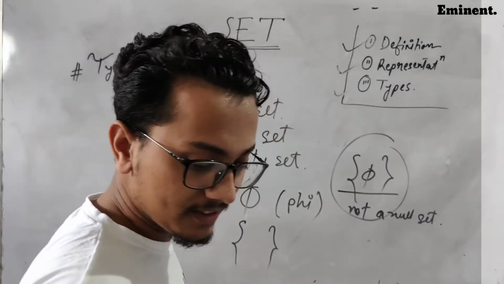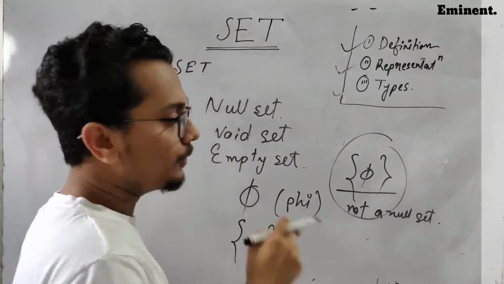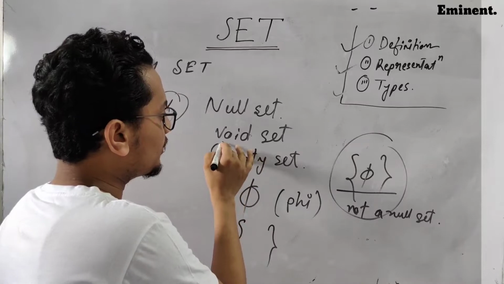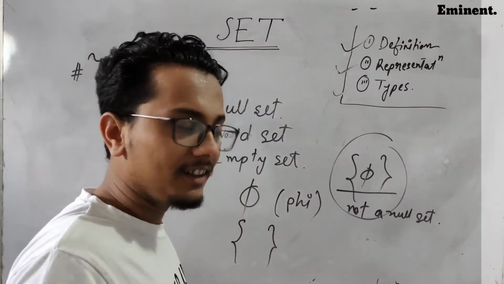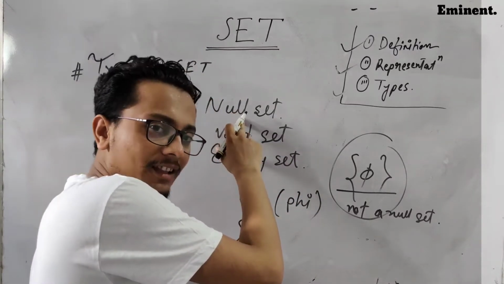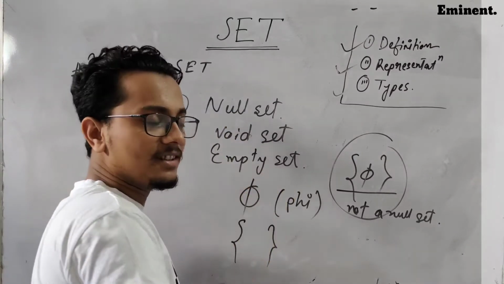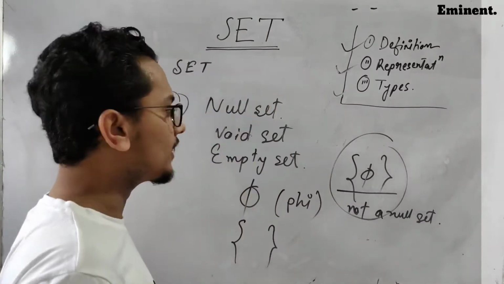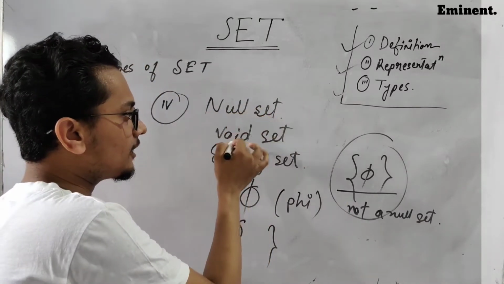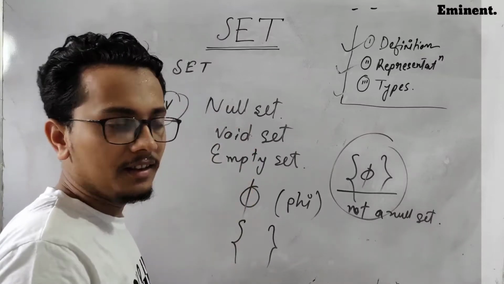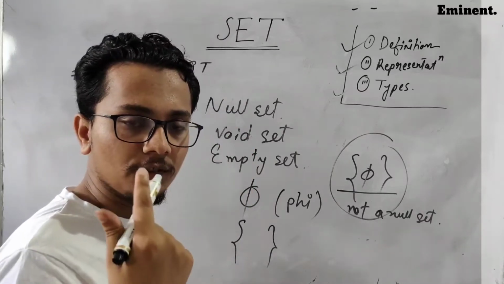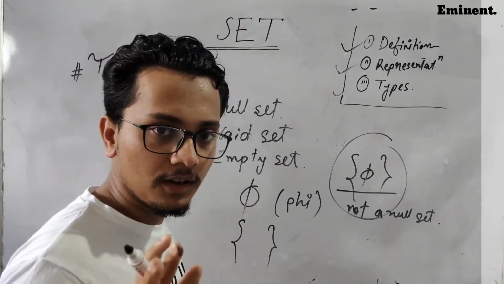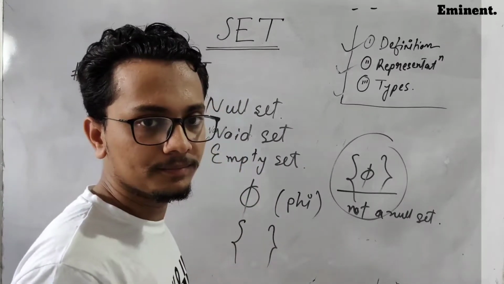Remember that a null set is also known as a void set or empty set. If void set is written anywhere, then it is a null set. If empty set is written, then also remember that it is a null set. Don't get confused between null set, void set, and empty set. These names are the same, and they mean only a single thing, that is the null set. Understood? Let me proceed to the next one.